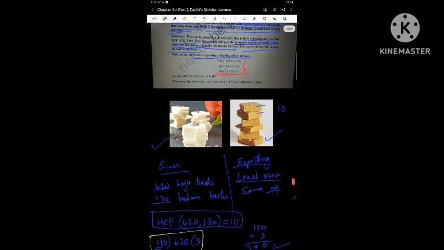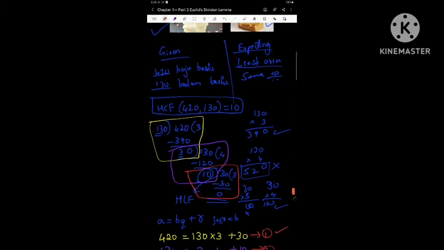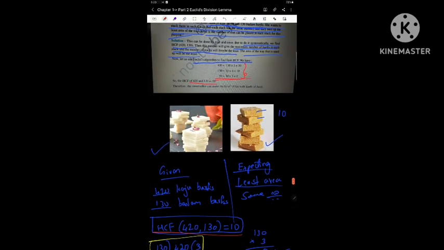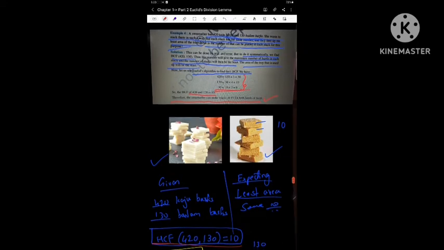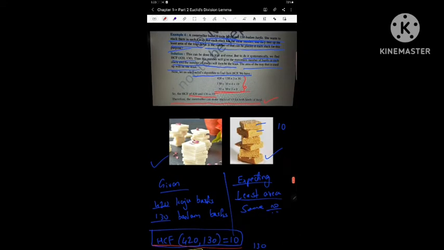So yeah, now what they have written is, HCF of 420 and 130 is 10, that's what we have mentioned over here. So you should just write down this statement at the end of your answer, so that the evaluator gets to know what your answer is. Therefore the sweet seller can make stacks of 10 for both kinds of burfis. So I hope this problem was clear to everyone.